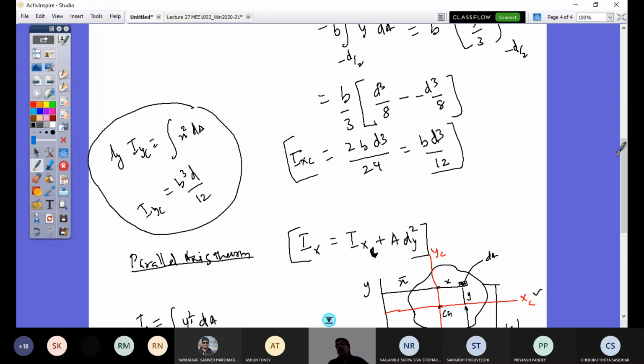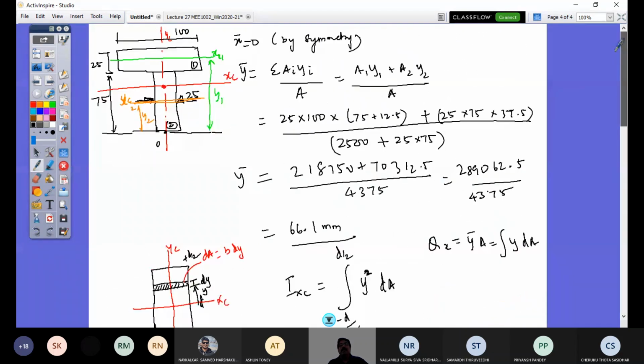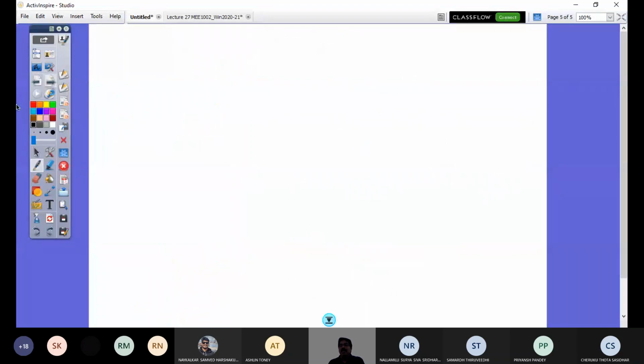If that is so, now I can quickly find the second moment of area for this T section, right? So how do you get it now for this T section? This is the given section. This is 100, this is 25, and again I have it here. This is 75 height, and this is 25, right?